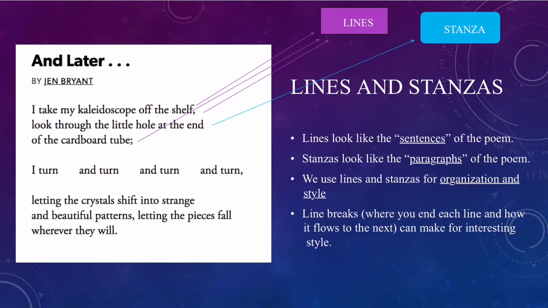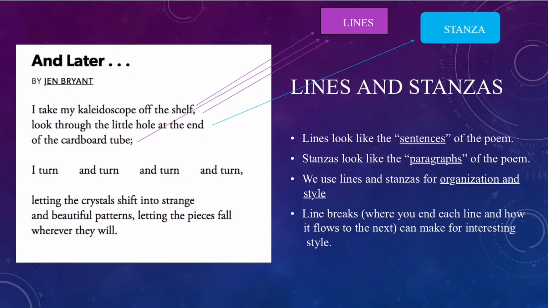Poems are organized with lines and stanzas. Lines are going to look like the sentences of the poem, while stanzas are going to look like the paragraphs of the poem. We use these lines and stanzas to create style with organization. Taking a look at the poem on the left, by Jen Bryant, the first line of the poem is, "I take my kaleidoscope off the shelf."